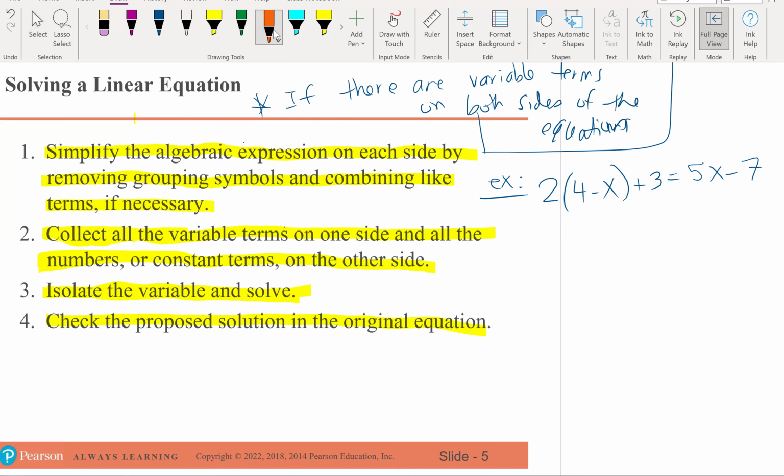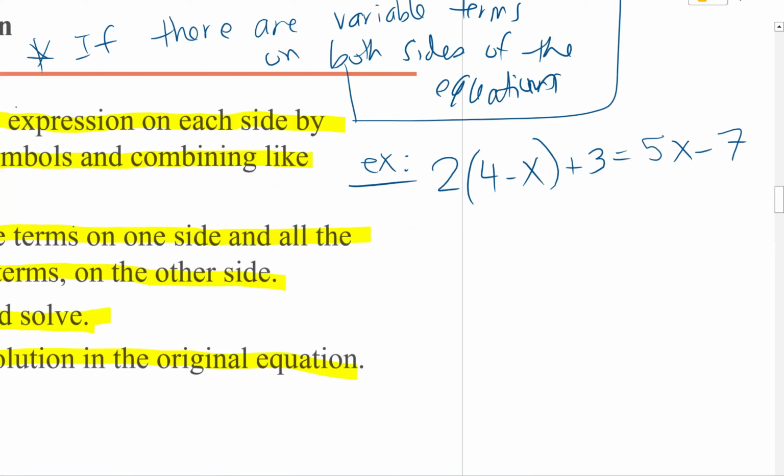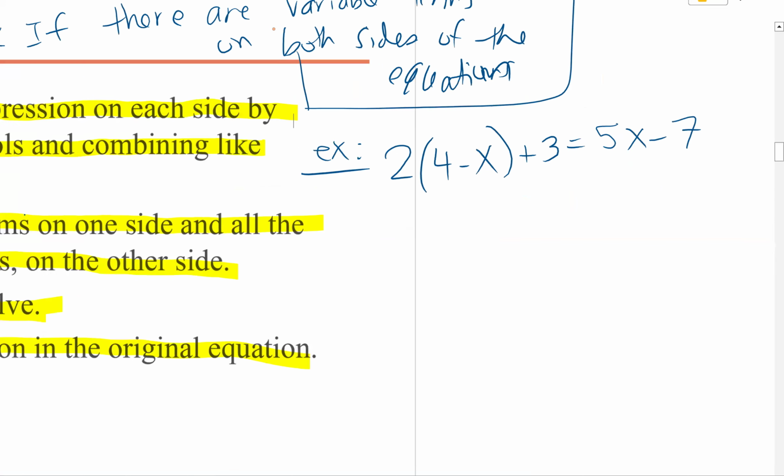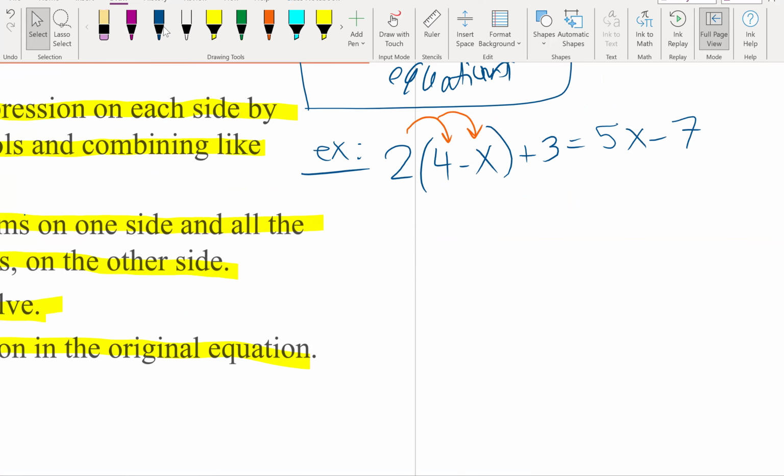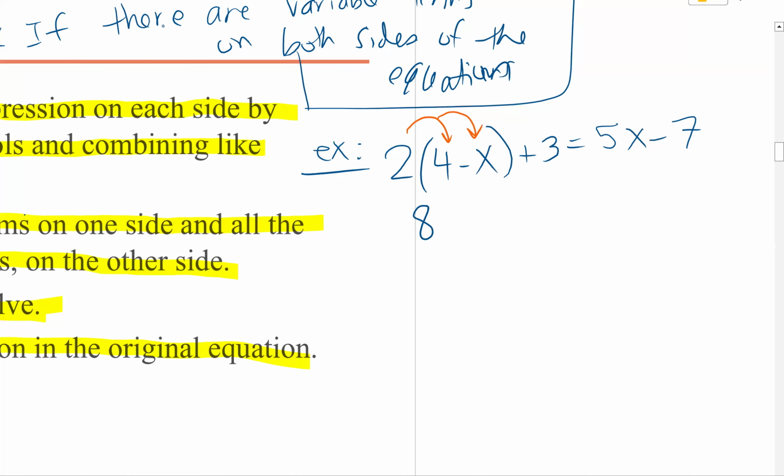I do see on the left side there are some grouping symbols. Oops. Let's see if that comes back. There we go. Distribute this 2. That's kind of the reasoning behind that, the parentheses being there. But if I distribute the 2, they don't need to be there anymore. 2 times 4 is 8. 2 times negative x is negative 2x. Then I'm bringing down this 3.